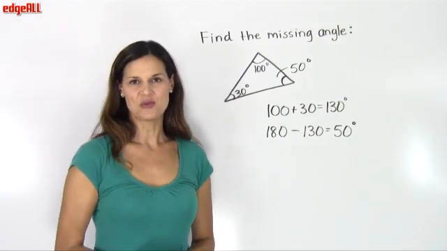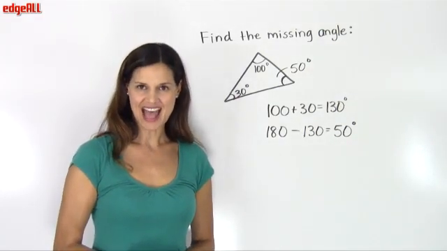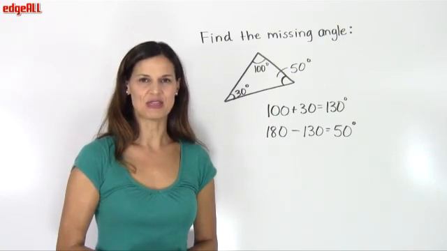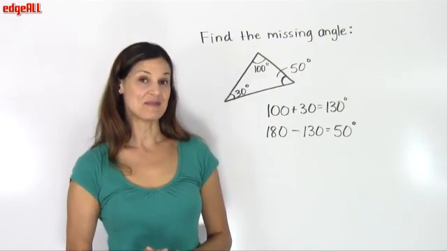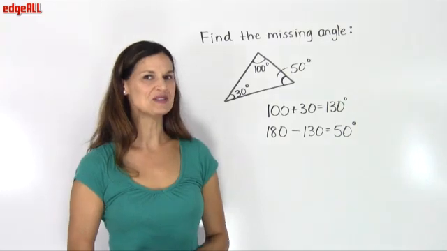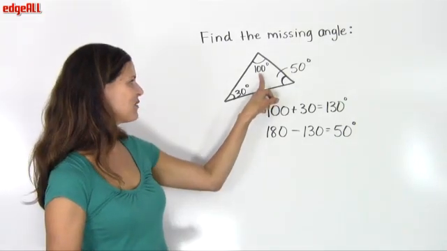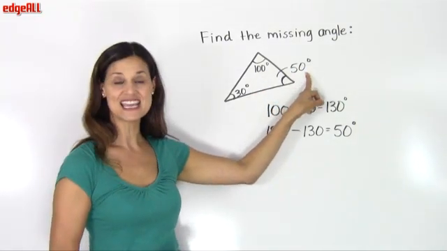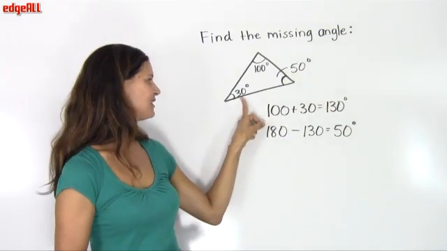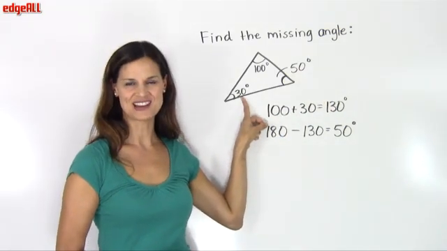We want to check our work real quickly by adding up the angle measurements of the three angles of our triangle and making sure that they add up to 180. So 100 plus 50 equals 150 plus 30 equals 180.